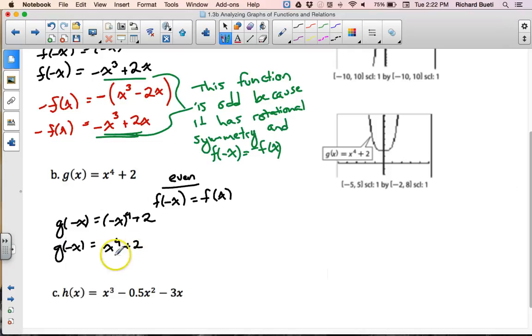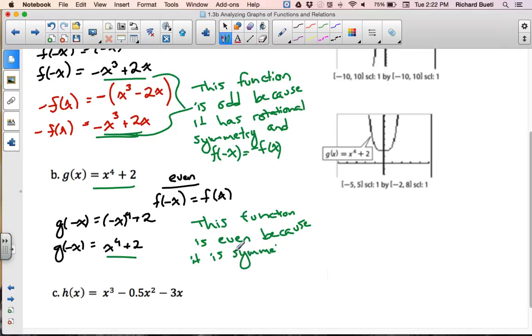Well, I know that the function that I just evaluated and the original function are the same. So what I am allowed to say is that this function is even because it is symmetric with the y-axis, and f of negative x is equal to f of x, meaning I got the original function back. Let's try the last one.